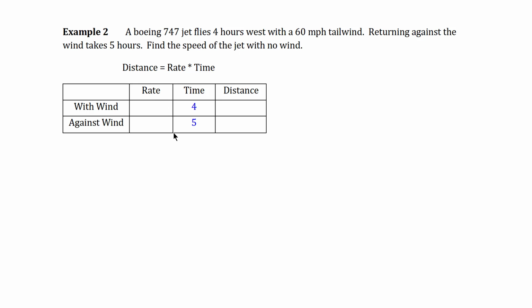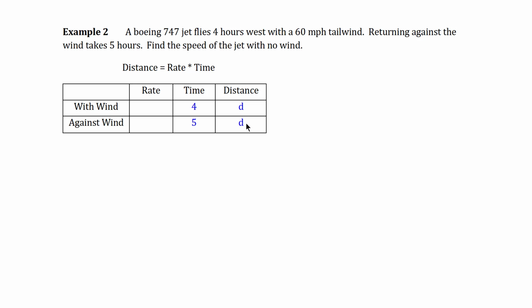The jet starts off at its point of origin, traveling west to its point of destination. Afterwards, it returns back to its point of origin, which implies that the return trip is the same distance. We don't know what the distance is, but we can just represent it with the variable d.